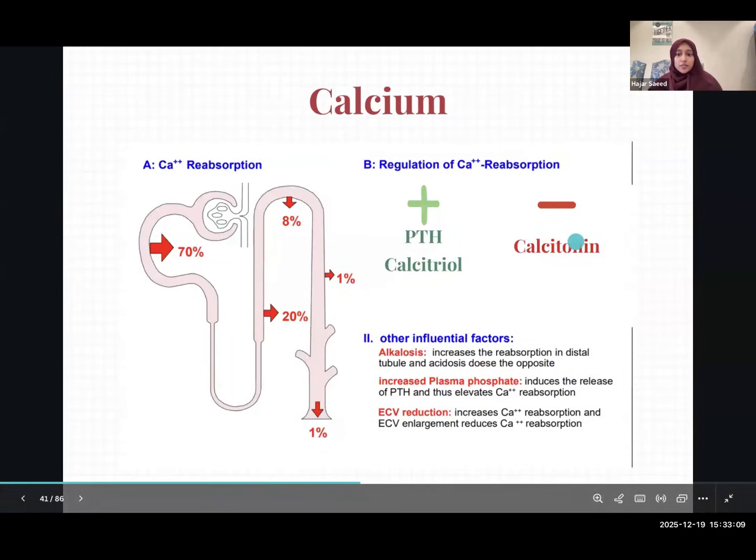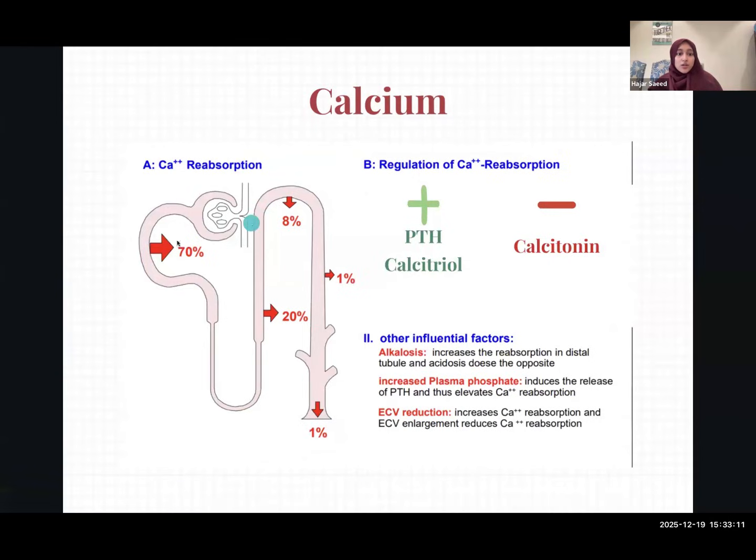Okay, now let's talk about regulation of calcium. I think this is one of our last slides. So calcium, all you need to know basically, parathyroid hormone increases reabsorption of calcium, and calcitriol increases reabsorption of calcium. Calcitonin gets rid of calcium.